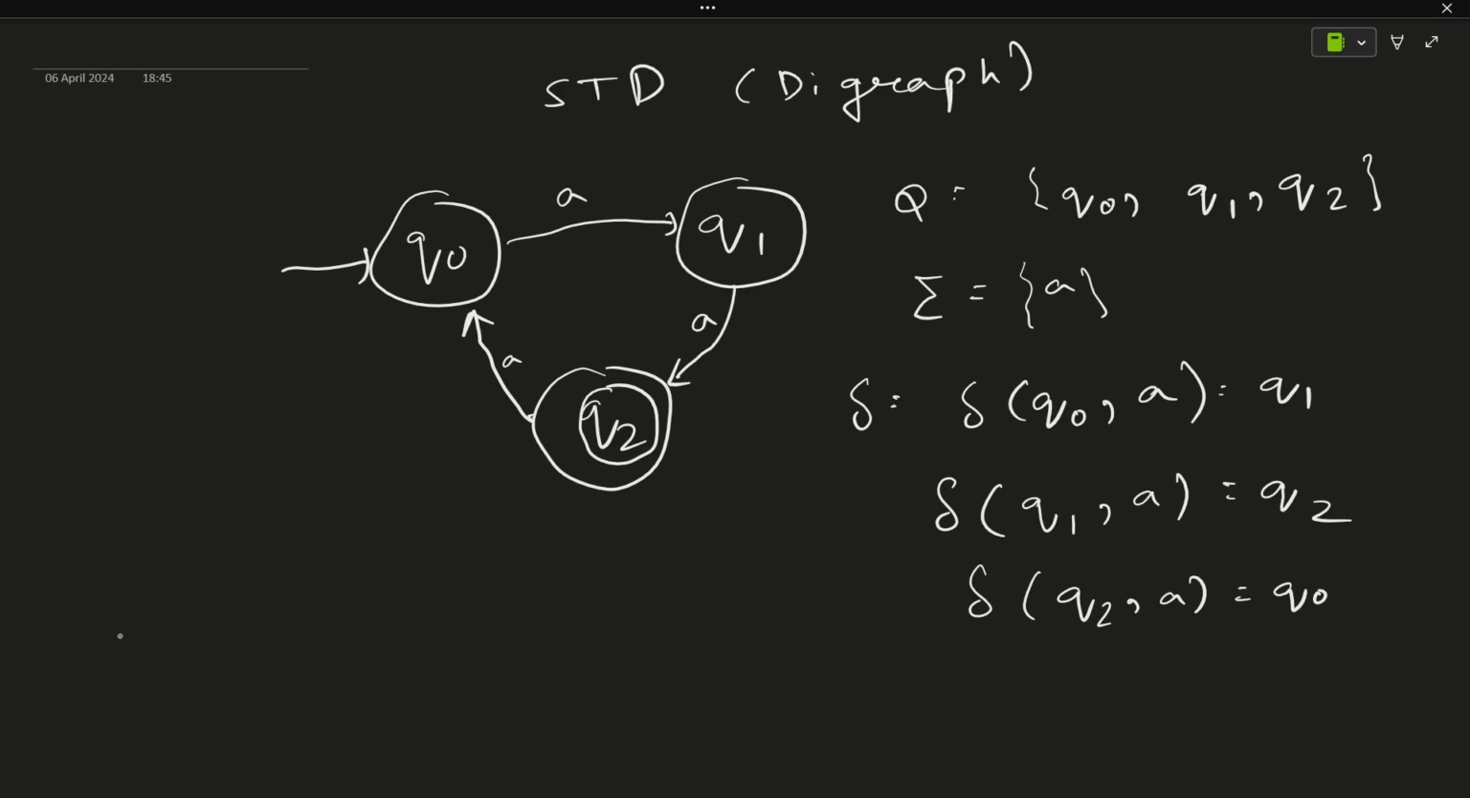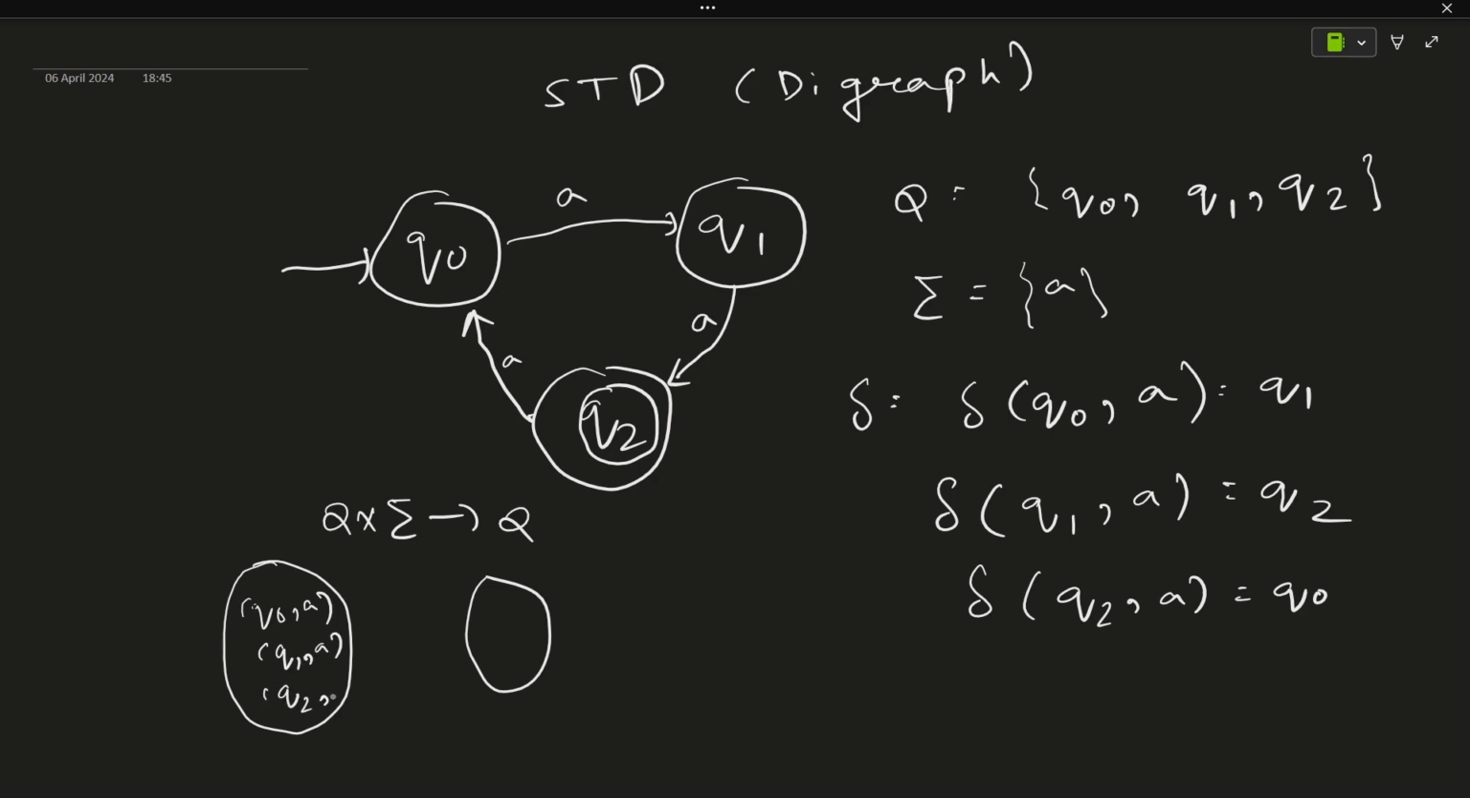And let's draw the two sets in a Venn diagram, two relations actually. Draw the relation Q cross sigma. So it will be Q naught comma A, Q1 comma A, Q2 comma A, right? And Q naught, Q1 and Q2. So this will be this, and this will be this.